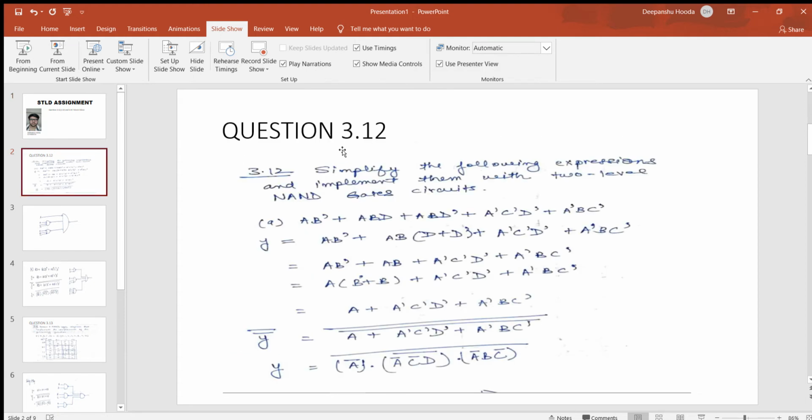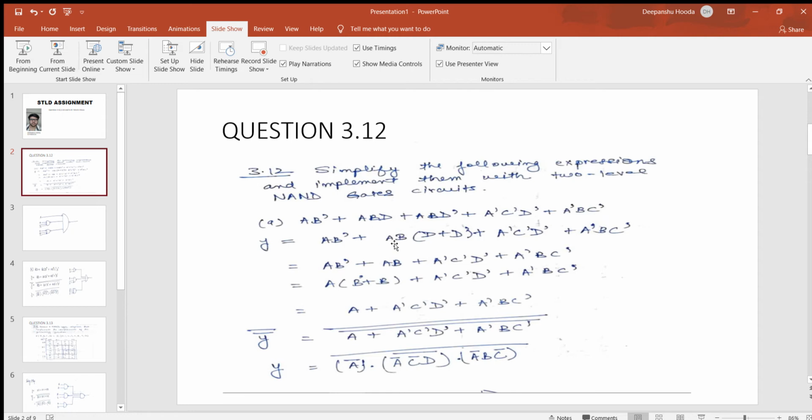So question number 3.12 is: simplify the following expression and implement it with two-level NAND gates. The expression given to us is AB' + ABD + ABD' + A'C'D' + A'BC'.